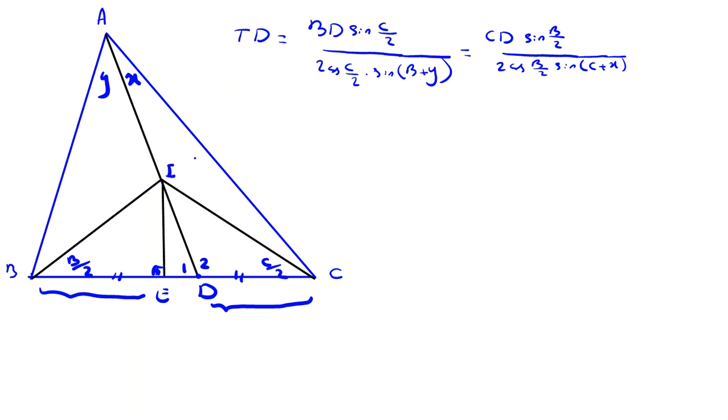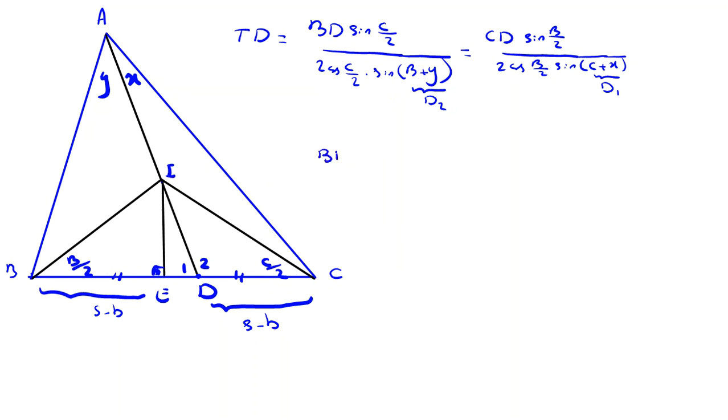Now I want to use this. So here I want to prove BD times sine C over 2 and CD times this are equal. I know B plus Y is what? B plus Y is D2 because of the exterior angle. And C plus X equals what? D1. So what can I say now? I know BE is S minus B because I proved it, and also CD is S minus B. So I can say BD sine C over 2 equals CE sine C over 2.